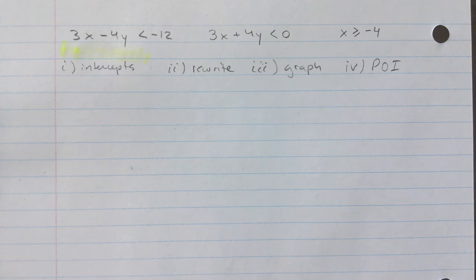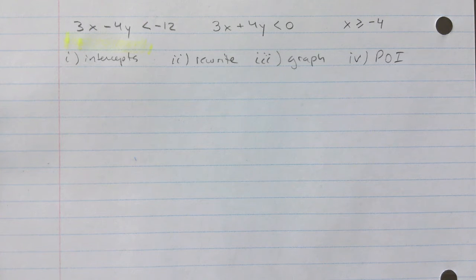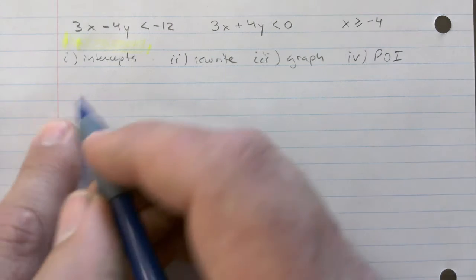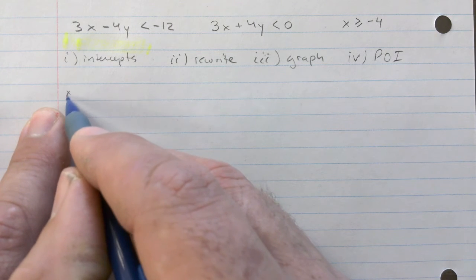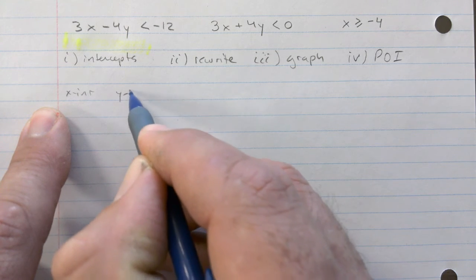I think it's always the little things that throw you off, right? A little sign has the power to completely change everything. Your graph might not even make sense, right? So you have to be very careful in every step. Okay, so let's find the intercepts first.